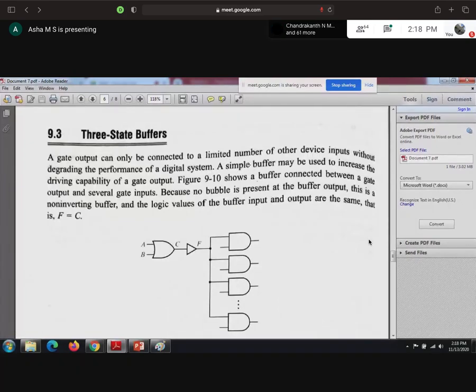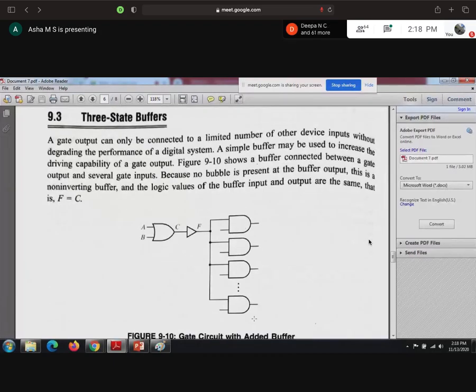So we are going to use the buffer. A simple buffer may be used to increase the driving capability of a gate output. So when you connect in such a way that the performance of the digital system should not degrade, how can we increase that? By simply using the buffer. So how can we connect the buffer? You can see the diagram here.